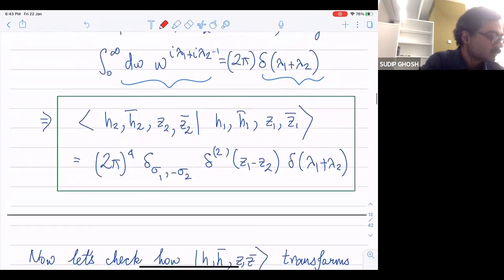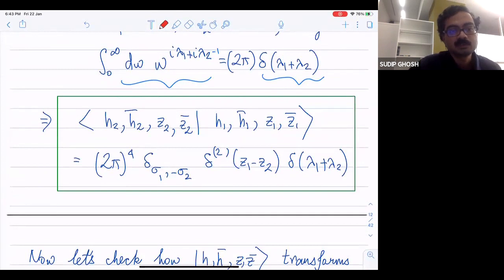So finally, the form of the inner product, or equivalently the 2-point function between these two conformal operators on the celestial sphere, had in that case the following form.